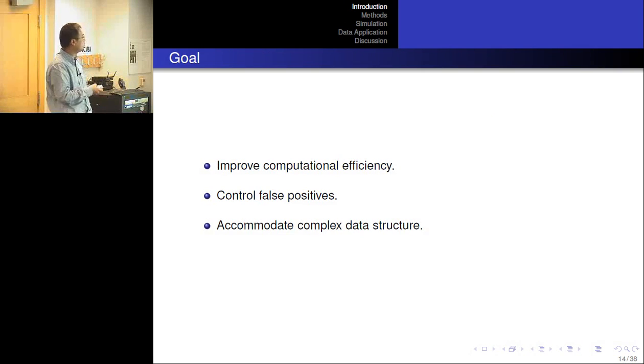Then our goal: we already have a boosting method, so why do we want to propose a new method? Our first goal is to improve the computation efficiency. Our second goal is to control the false positive. And our last goal is to accommodate complex data structure.